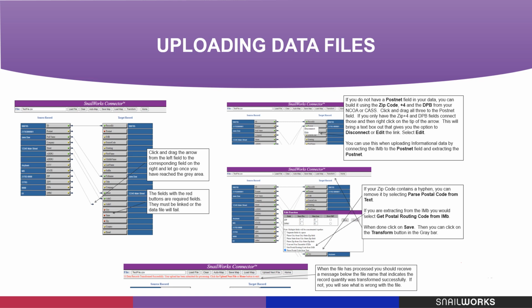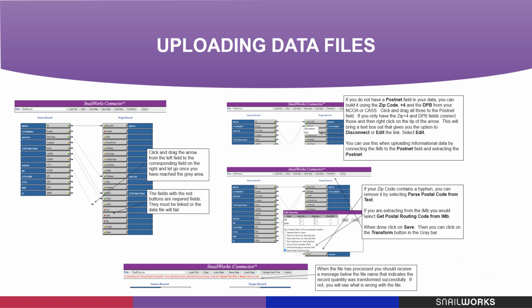If you have chosen to map your data, you will be redirected to the SnailWorks connector. Your data file information is listed under Source Record, and our layout is the target record. You need to connect the fields to our layout. Drag the arrow from the left field to the corresponding field on the right, and let go once you have reached the gray area. The fields with the red buttons are required fields. They must be linked, or the data file will fail.